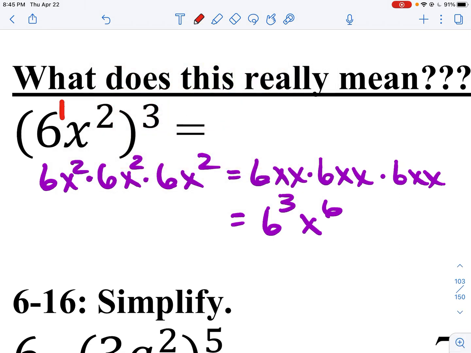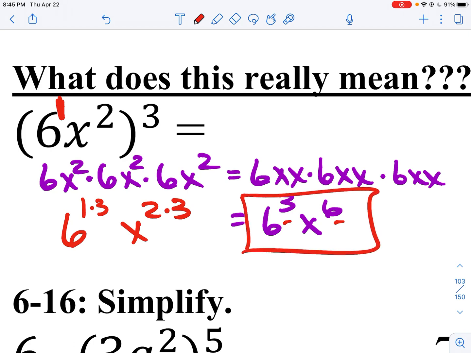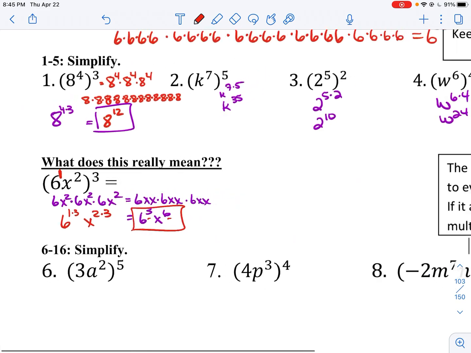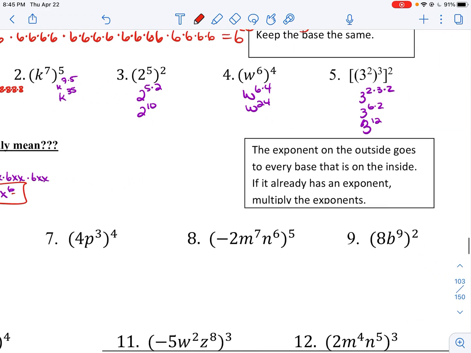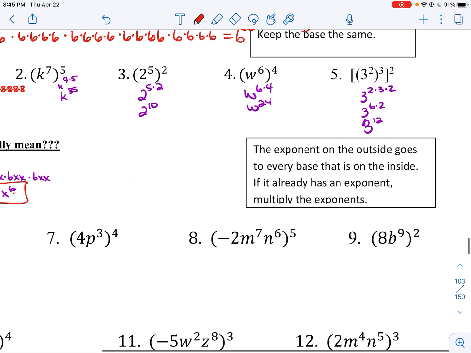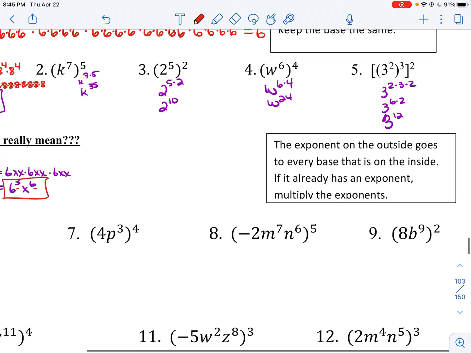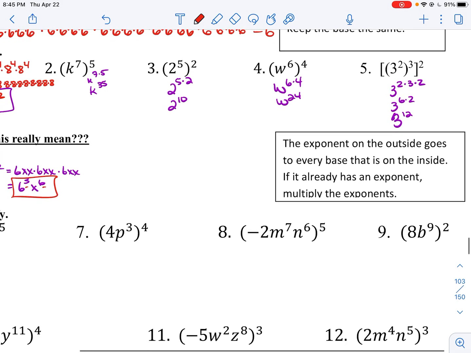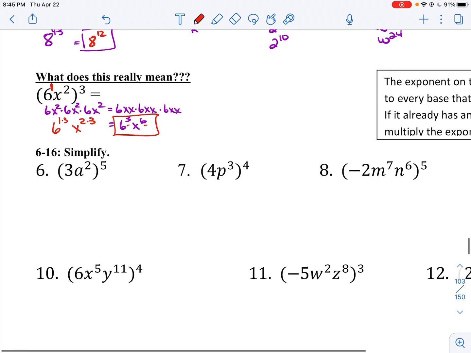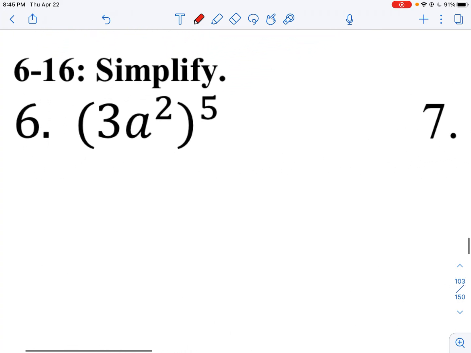Now if I was to do the rule, there's an invisible 1 right there. So 6 to the 1 times 3, x to the 2 times 3. 1 times 3 gets this 3. 2 times 3 gets this 6. So it does work. The exponent on the outside goes to every base that is on the inside. If it already has an exponent, multiply the exponent.